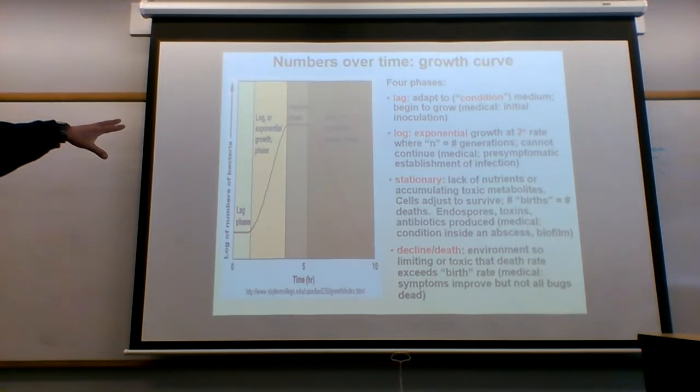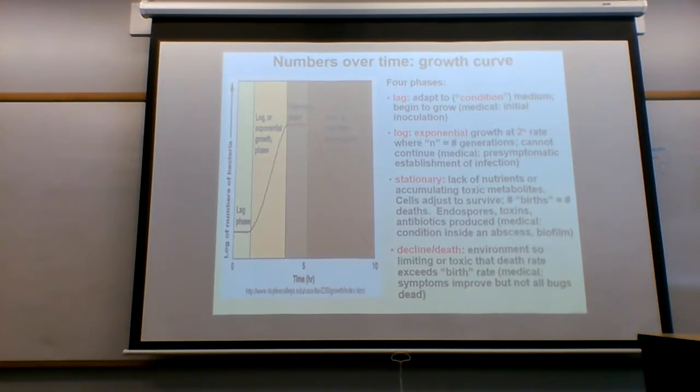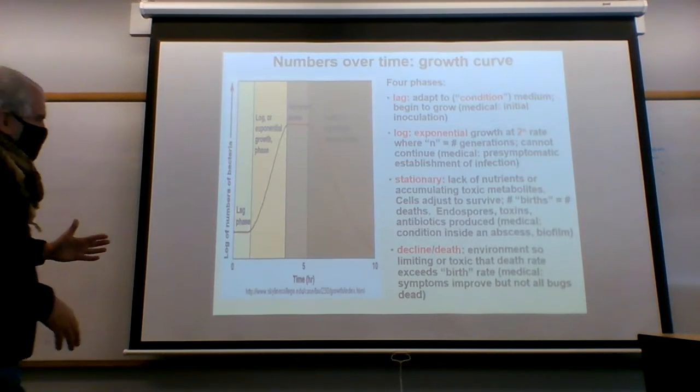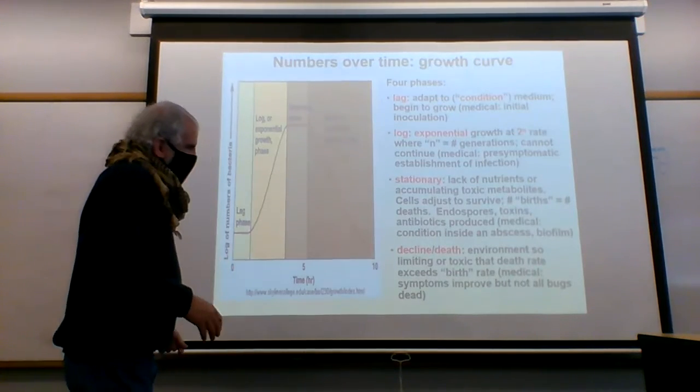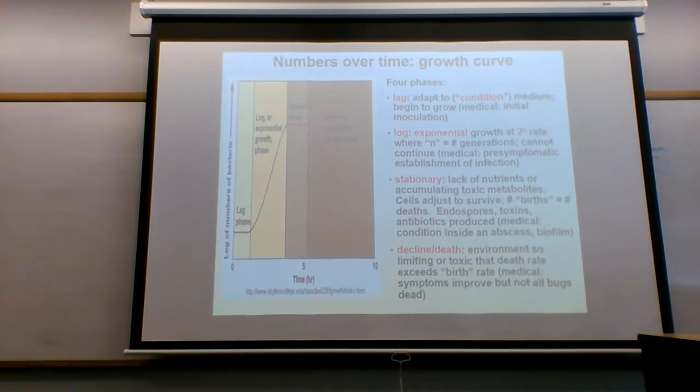It can't continue because you're just going to end up running out of stuff before too long. But it goes pretty fast. Medically, this is probably before you know you got anything, and you're beginning to establish a pretty big infection now. So then, you get to a spot that we call the stationary phase. And this is going to be dictated by a lack of nutrients very often.